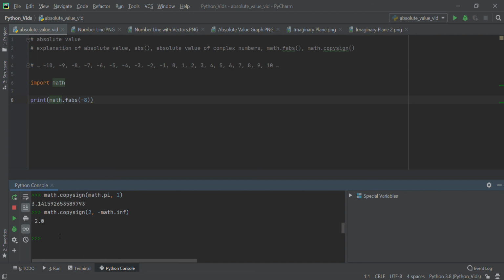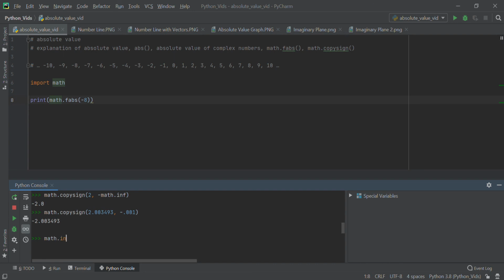Okay, what about some decimal? Math.copysign of 2.0003, whatever, and then say you wanted to do negative 0.001. What's going to happen? Still works just fine. These are all float values, works fine with the decimal.